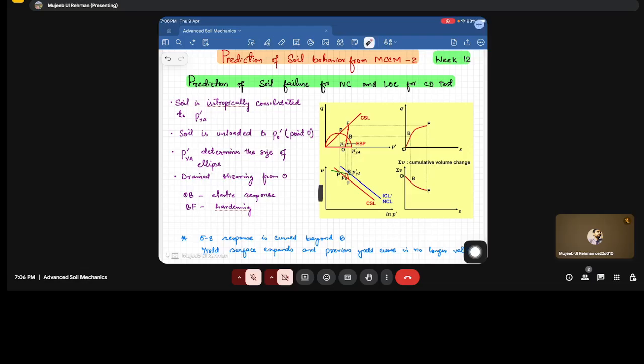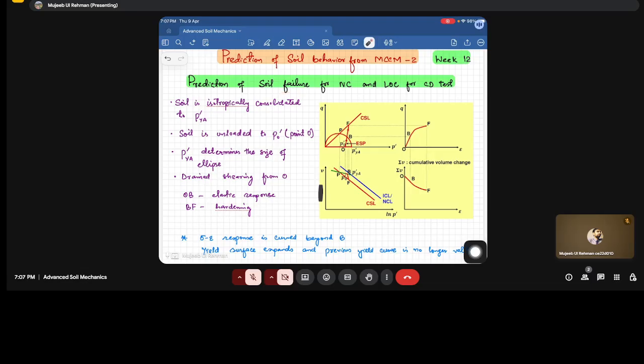Now, after this, BF is the hardening response, and correspondingly, you can see since it is an NC soil and loading, there will be a continuous hardening of the soil. Hardening means it will go into a continuous compression state, so the volumetric strain will continue. Fine. So from this response, what we understand is that this information was missing in previous cases. To understand the response of the soil or the soil failure, these plots are very helpful.